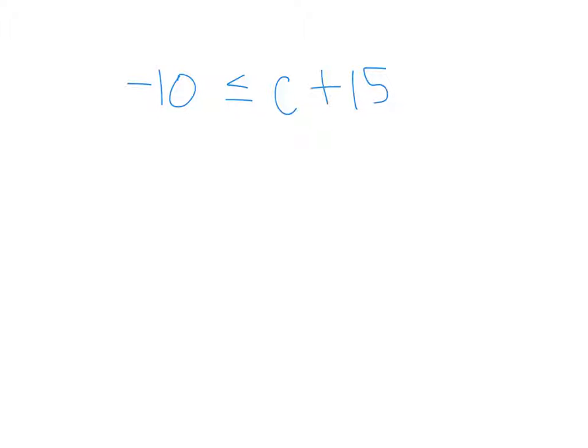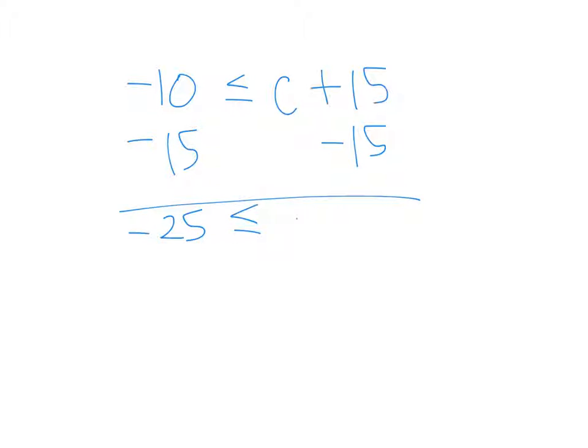So let's say we have this new problem. Negative 10 is less than or equal to c plus 15. So I'm going to do the exact same thing as I would with the equations. I subtract 15 from both sides. What I'm left with then is negative 25 is less than or equal to c.